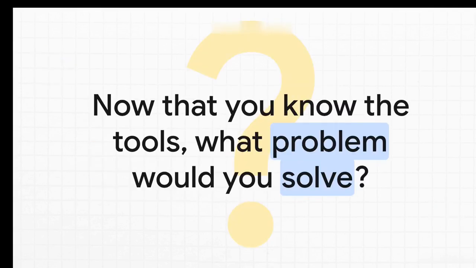So, we'll leave you with this thought. We've toured the workshop, we've seen the building blocks, and we've understood the two big philosophies. The question isn't what can Azure do anymore. The real question is, what amazing problem are you going to solve with it?